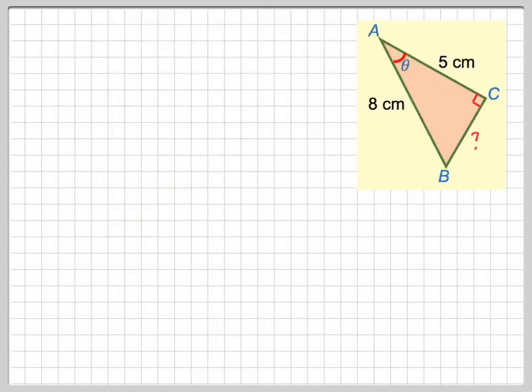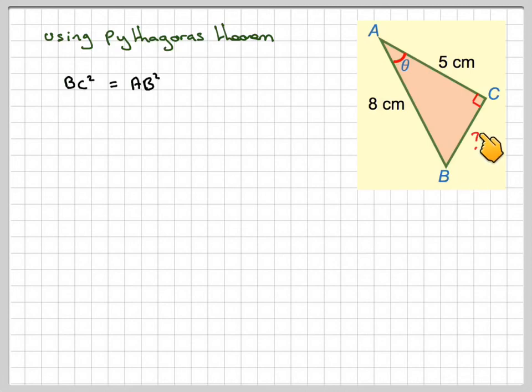Right, for part B, we have to calculate this length here, BC. Well, because we've got 3 sides, we can just use Pythagoras' theorem. Now, Pythagoras' theorem says that this side squared plus this side squared is equal to this side squared. But we're trying to find BC as one of the smaller sides, so we need to do AB squared minus AC squared. So that's going to be equal to 8 squared minus 5 squared. 8 squared is 64, and 5 squared is 25. 64 minus 25 is 39.